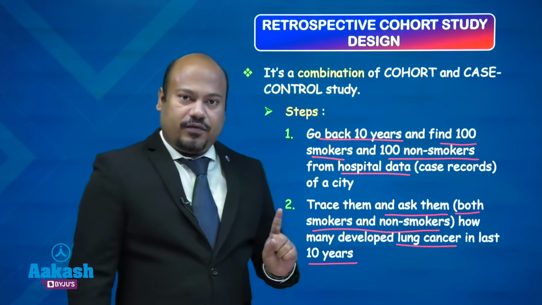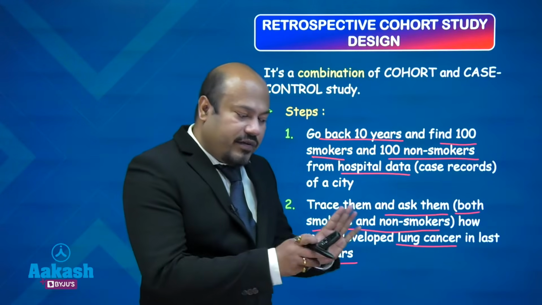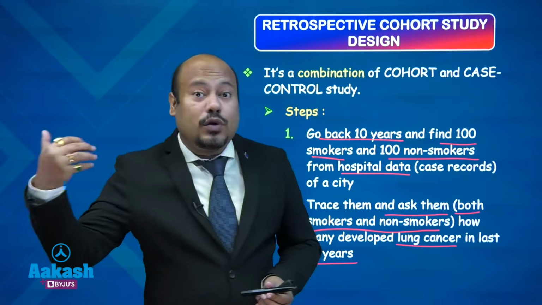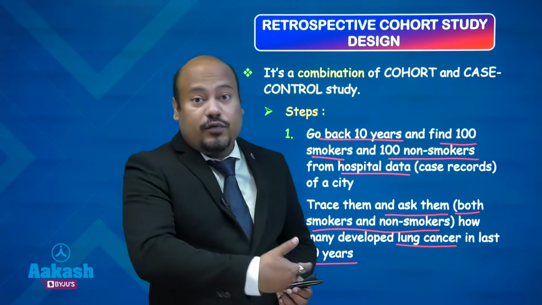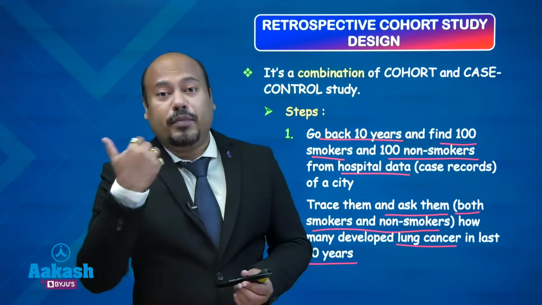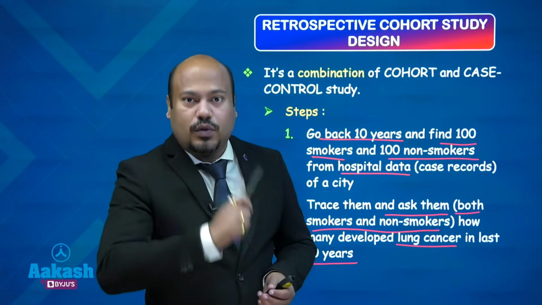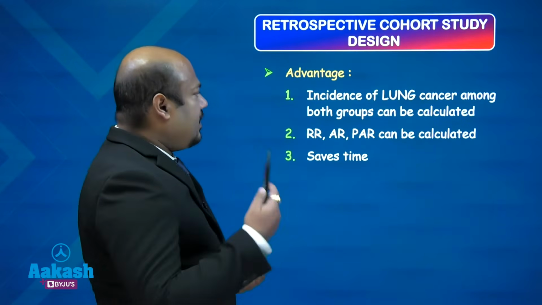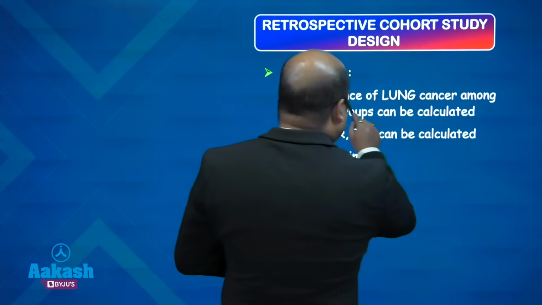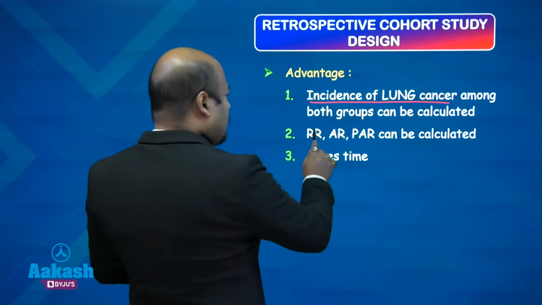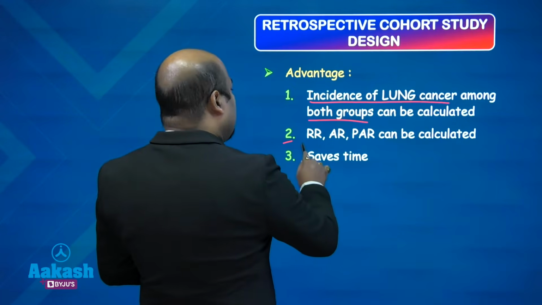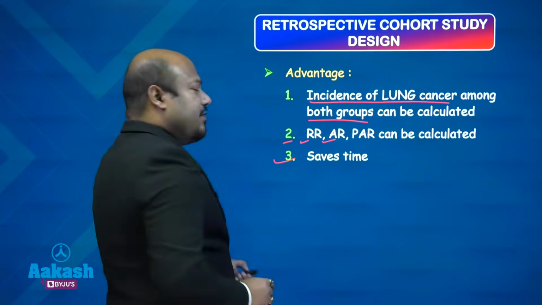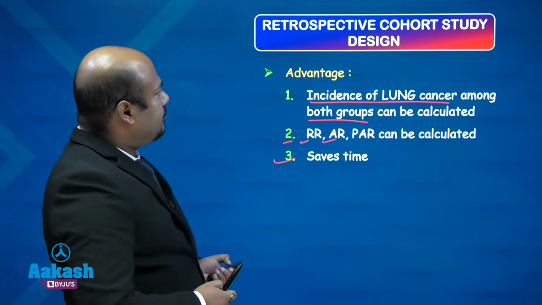That is retrospective. Now suppose those who have not developed lung cancer so far in 10 years, you want to follow them up in the future also, for another 10 years, that will be what? Mixed cohort. But up to the present is what? Retrospective cohort. Clear? So what is the advantage? The advantage is that you can get the incidence of lung cancer among both the groups, and also you can calculate relative risk and attributable risk. And it will save time.